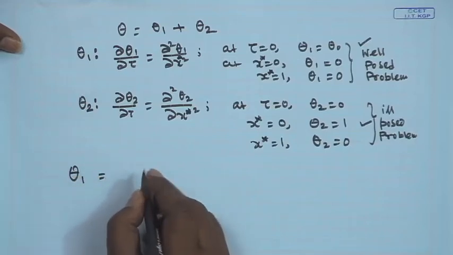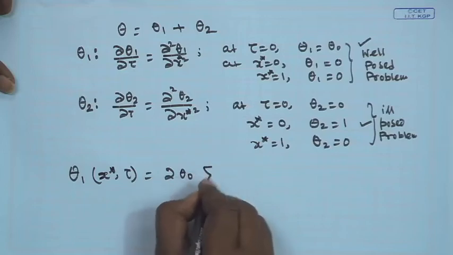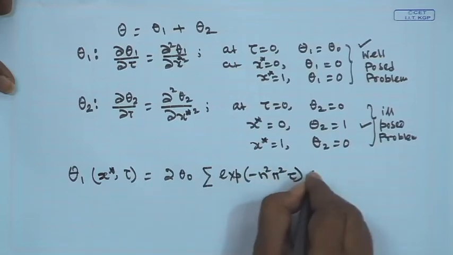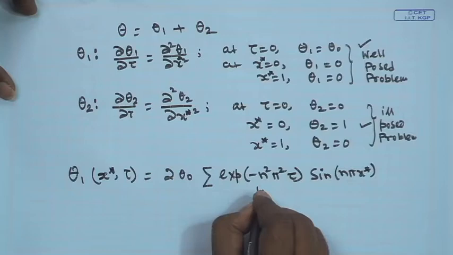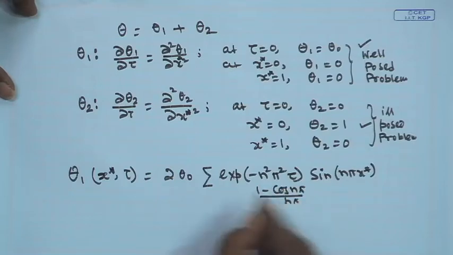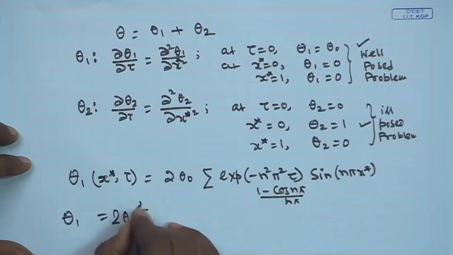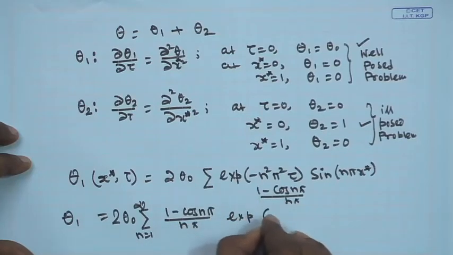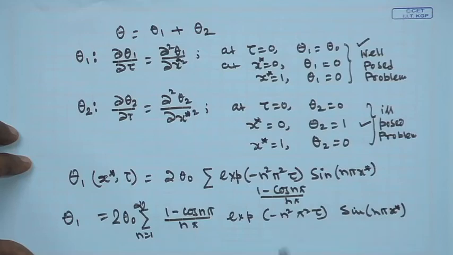So, theta 1 of x star, tau will be 2 theta naught, summation n equal to 1 to infinity, of (1 minus cosine n pi) divided by n pi, times exponential of minus n square pi square tau, times sin n pi x star. So, I write down the solution quite neatly. This solution is known to us.